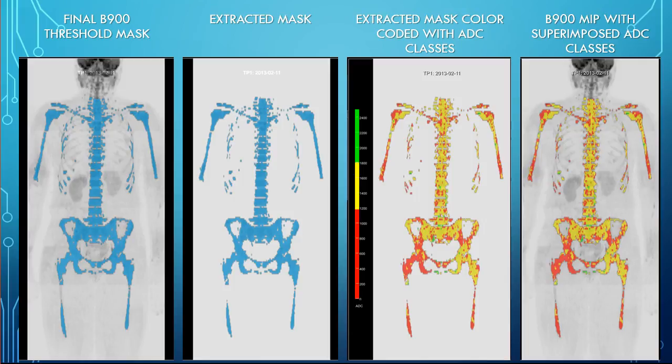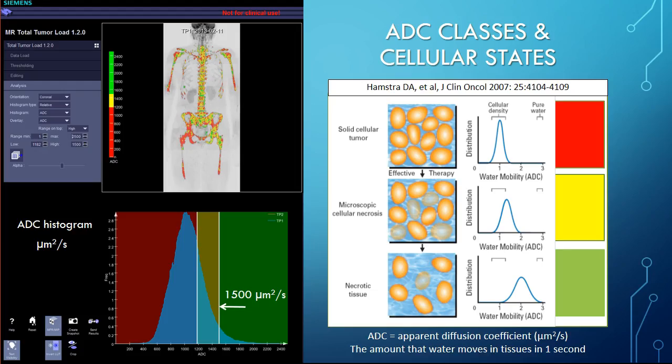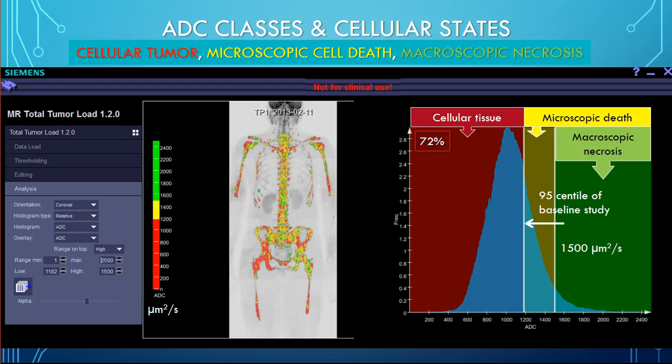ADC, the apparent diffusion coefficient, represents the amount that water moves in tissues in 1 second, measured in micrometers squared per second. These ADC classes are chosen to show the relative cellular states of the underlying tissues. So the red class is meant to show cellular areas. The yellow class is meant to show microscopic death, and the green class is meant to represent macroscopic necrosis.